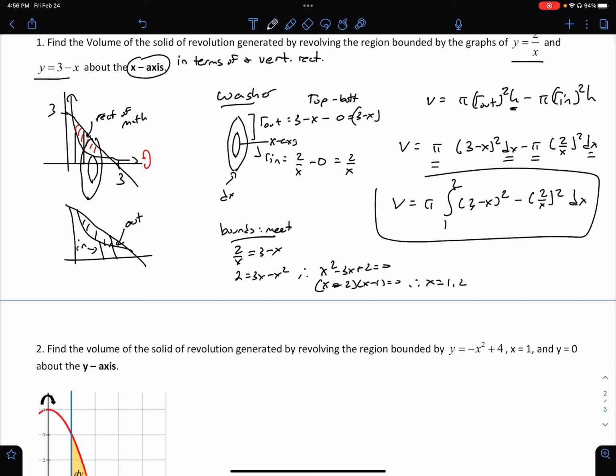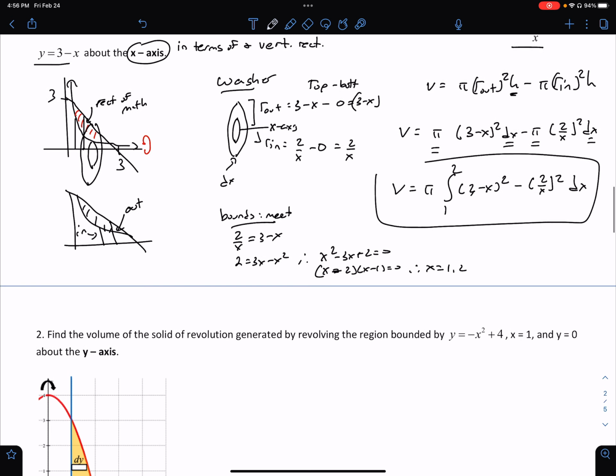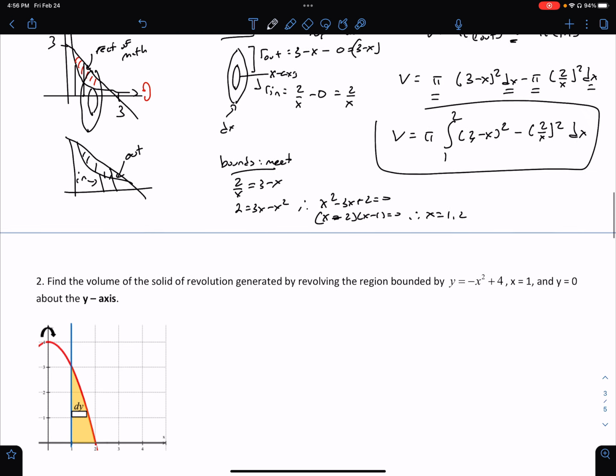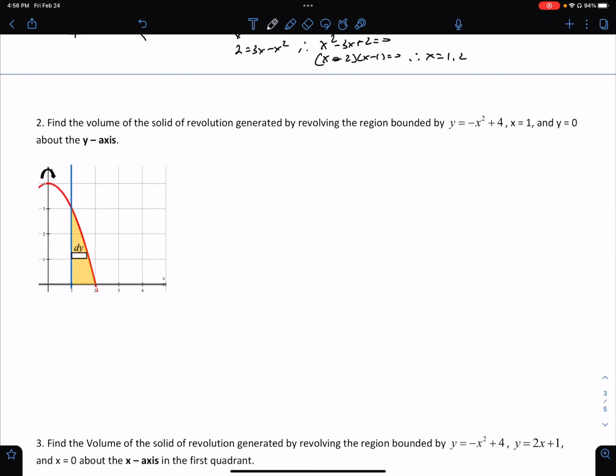It's a lot of work, but let's take a look at the next example, and we'll really show you just how fast this goes. All right, so this time I drew my washer. On the next example, I'm just going to do it the old way. We want to find the volume of the solid generated by revolving the region of this parabola, with the following bounds, x equals 1, y equals 0, but this time notice we're going about the y-axis. So that changes things for us. We have to be in terms of y.